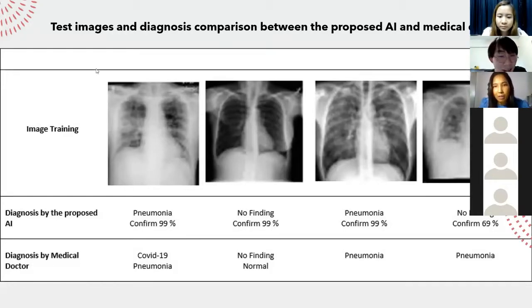What do you think about the cause of the mismatch between AI and medic? Because the medic said it's pneumonia and the general appearance is quite pneumonia, because you can see the white color filling the lung lobe.